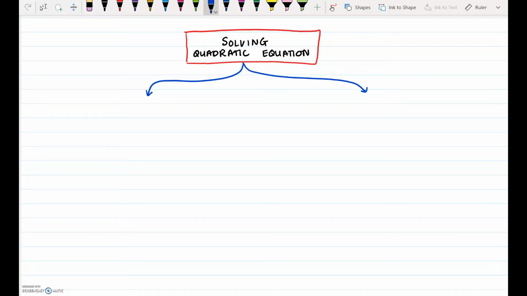Assalamualaikum everyone. Okay, in this video we will continue with the topic solving quadratic equation in one variable. Yesterday we discussed two methods to solve the quadratic equation. The first one is using factoring or factorization, and the second one is using the quadratic formula.